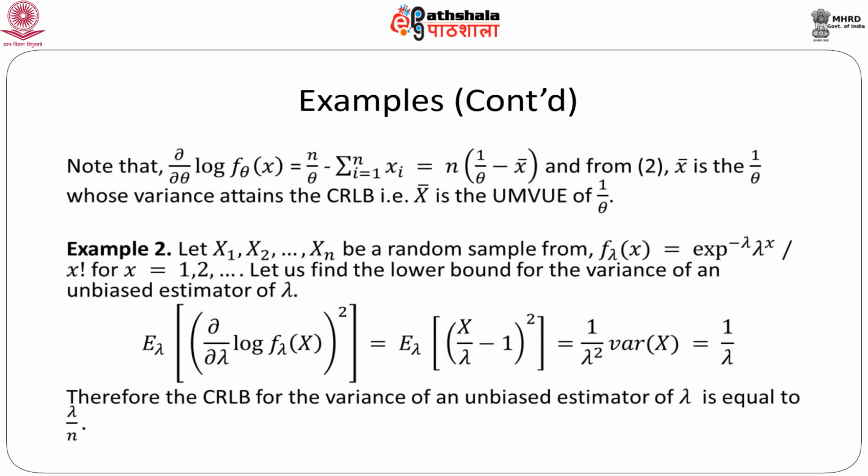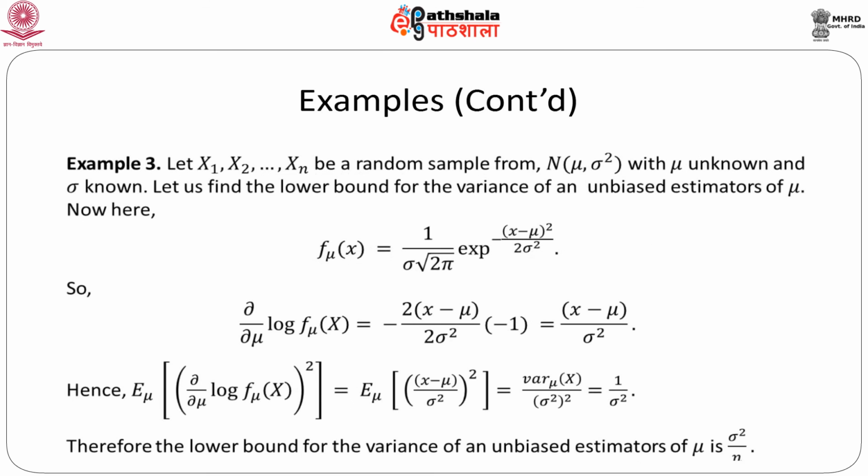Let us find the lower bound for the variance of an unbiased estimator of lambda. Note that the expectation of (∂/∂λ log f(x))² is equal to the expectation of (x/λ − 1)², which is in turn equal to 1/λ² times the variance of x, which is equal to 1/λ. Therefore, the CRLB for the variance of an unbiased estimator of lambda is equal to λ/n. Next, we consider another example, example 3.